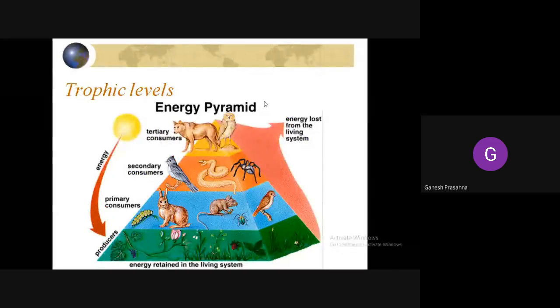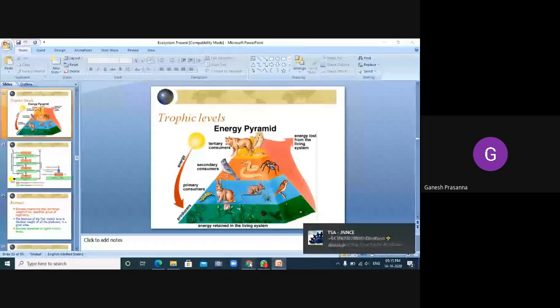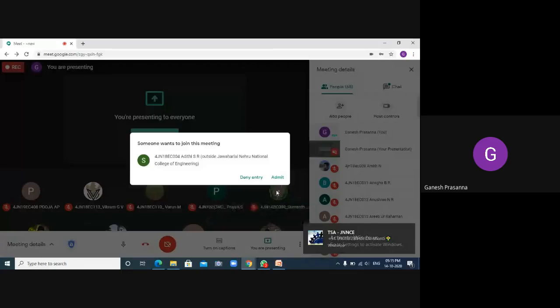Coming to the energy pyramid, you can see how this is retained in the living system. There is a lot of plants being produced. The primary consumers are less, the secondary consumers are also very less, and the tertiary consumers are also very less. It forms in the form of a pyramid. The basement is very large. As you go towards the top, it starts to taper.